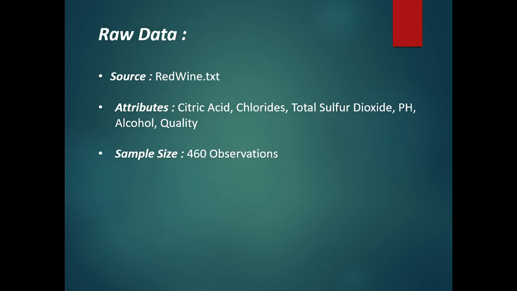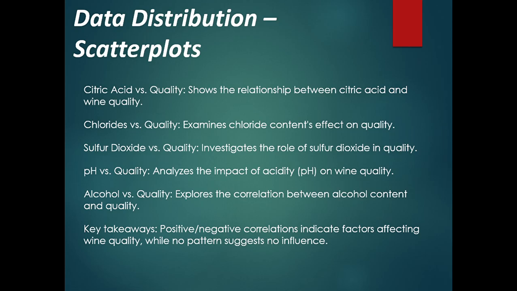The raw data we used is redwine.txt, and the attributes were citric acid, chlorides, sulfur dioxide, pH, alcohol, and quality. The sample size we used is 460 observations.